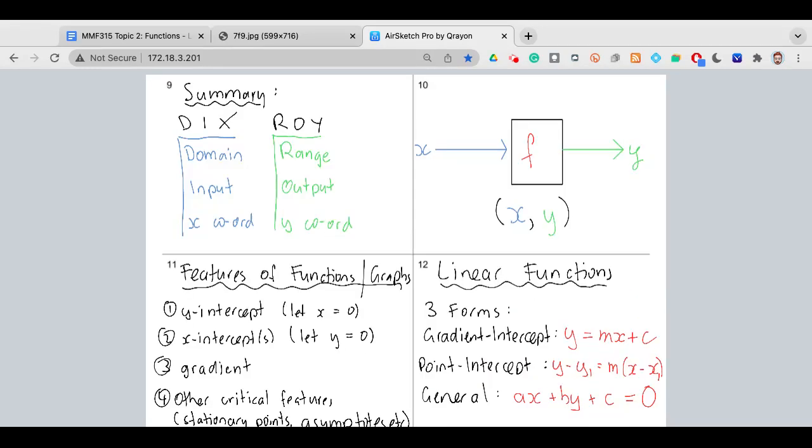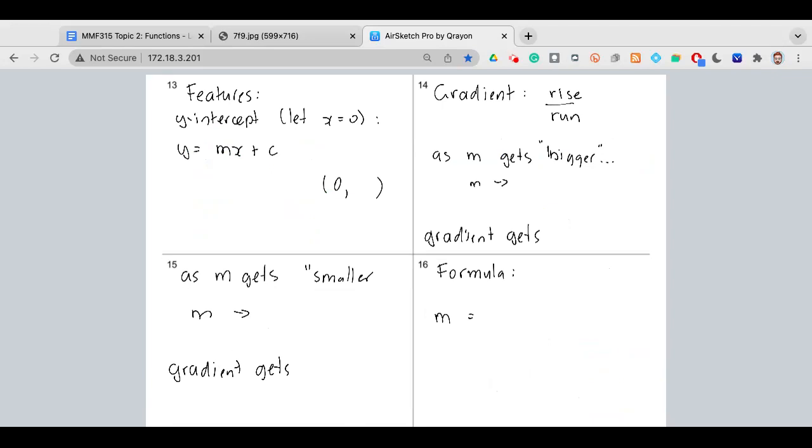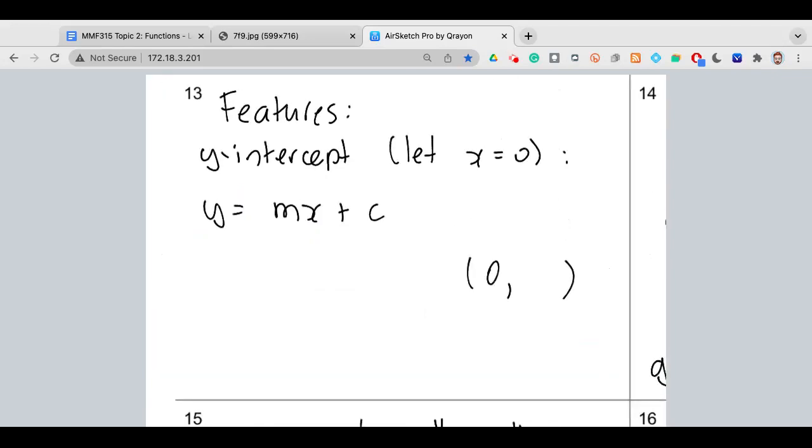Okay, I'll zoom out and go to the next one. This is stuff you know, right? So I'm not going to waste too much time on it. The y-intercept, just reminding you, means let x equal 0. And y equals mx plus c is the format we're using. So we're using the gradient intercept form. And we've already spoken about this, so I'm just going to write it down. 0, c.